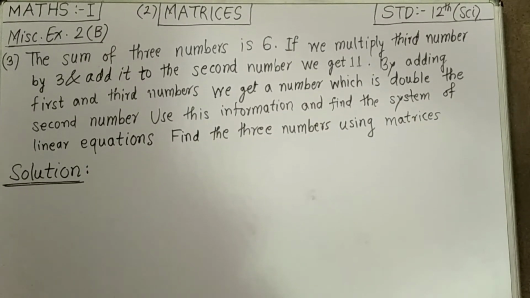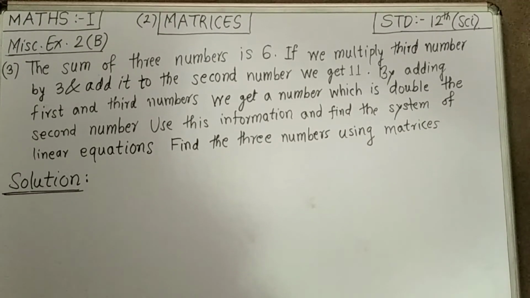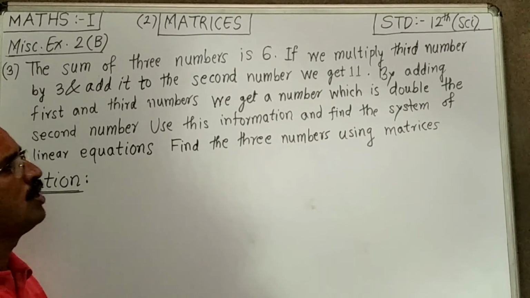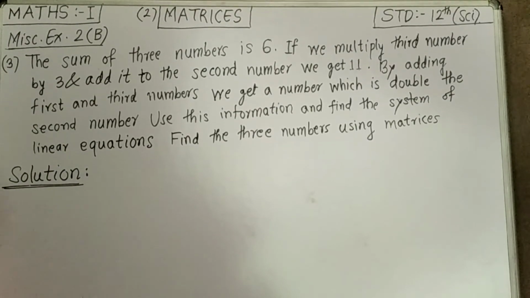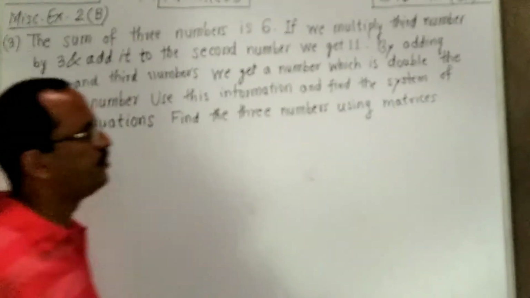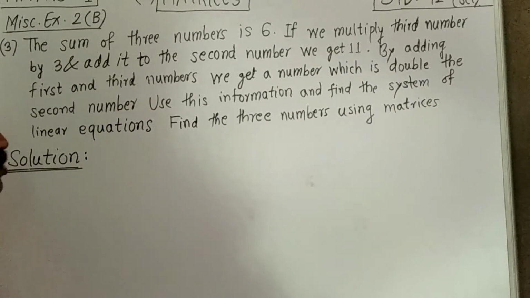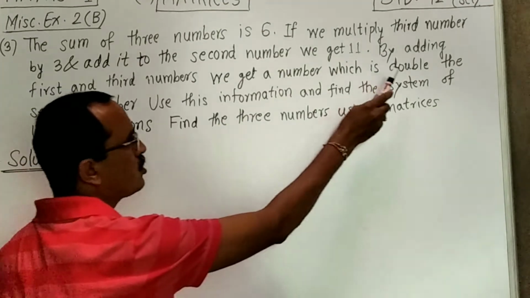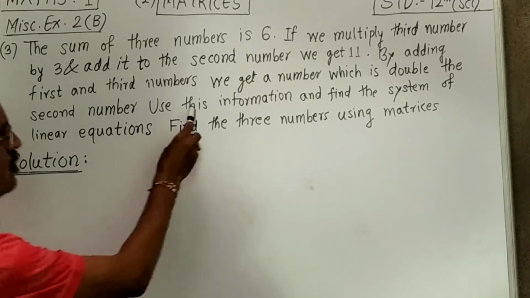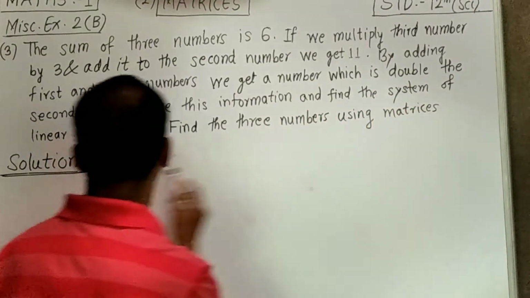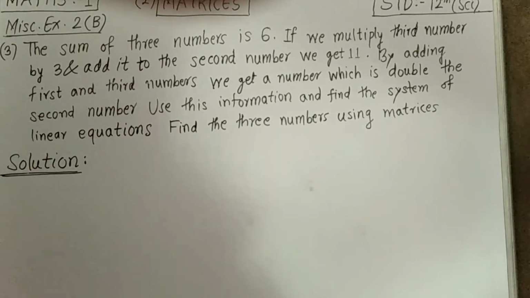The sum of three numbers is 6. Means we consider three numbers, their sum is 6. Then if we multiply the third number by 3 and add it to the second number, we get 11. By adding the first and third numbers, we get a number which is double the second number. Use this information and find the system of linear equations. Find the three numbers using matrices.